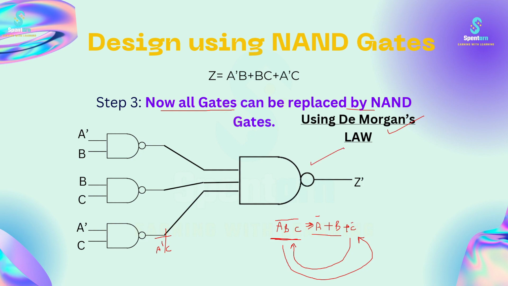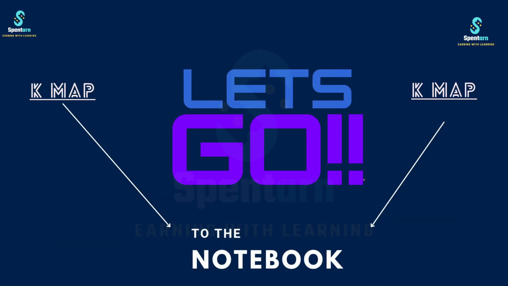This is the basic question which is asked in the interview. So we have converted this expression into the expression which has only the NAND gate, okay, and it is Z only, it is not Z bar, okay. So now for the K-map, we will be moving to the notebook.